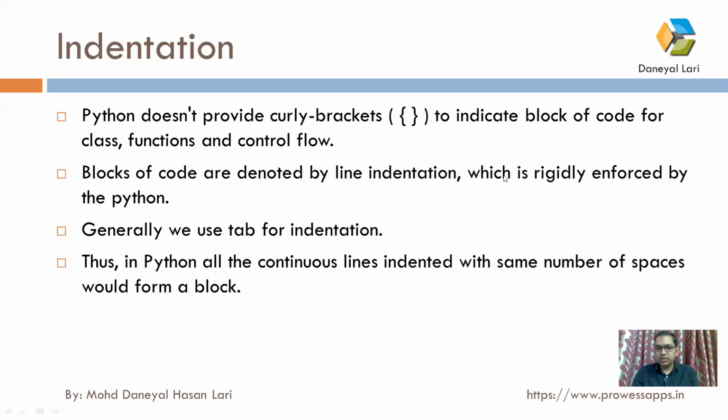Since this is a new syntax that you are going to learn, maybe you will get some errors, but when you have practiced, you will get through it. Generally, we use the tab for indentation. Indentation means the number of spaces, and the number of spaces for indentation in the whole program must be the same. Thus, in Python, all the continuous lines indented with the same number of spaces form a block. To form a block, we use the colon and the number of spaces, meaning the indentation.